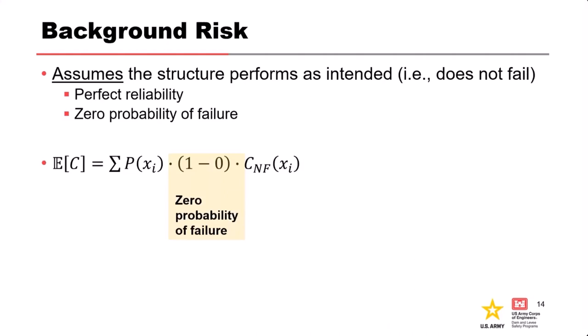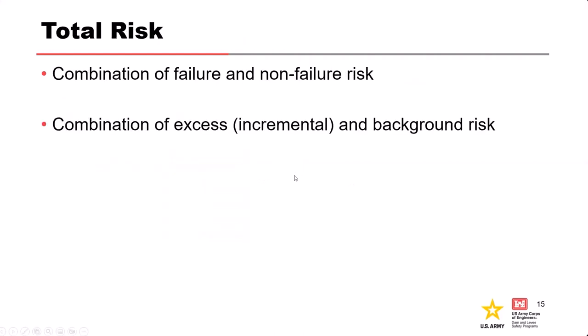All right, next one is background risk. So for background risk, this is assuming the population at risk is not exposed to the hazard that we're evaluating. In this case, we're evaluating failure. So we assume that the structure performs perfectly as intended. In other words, we assume it doesn't fail. So we assume perfect reliability, which is the same as assuming zero probability of failure. So we can plug that in our risk equation with this zero here representing the zero probability of failure and the consequences of non-failure. That gives us the background risk.